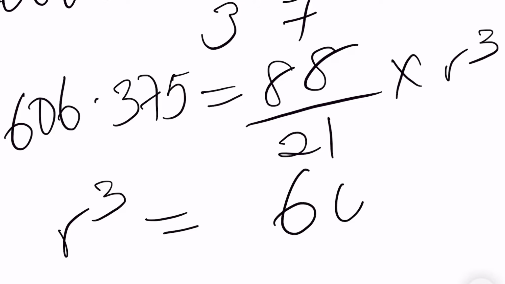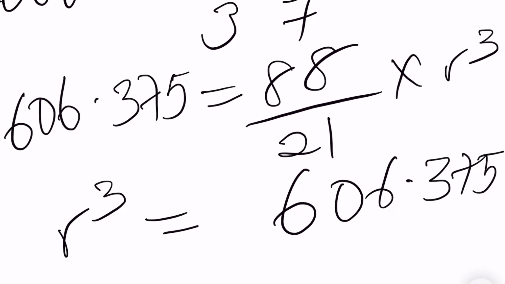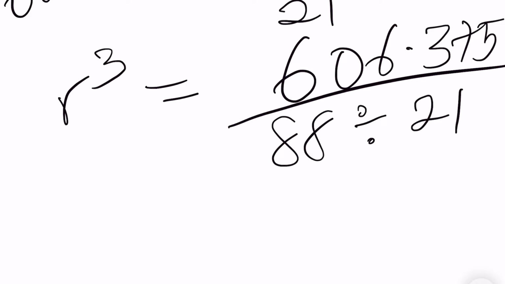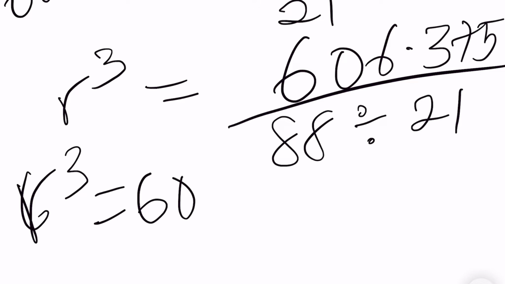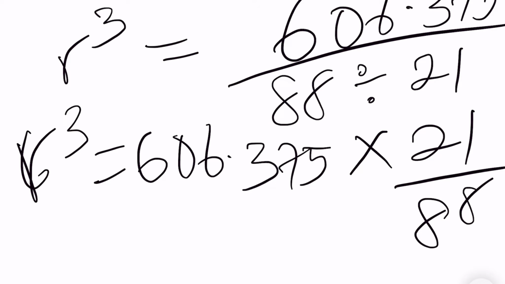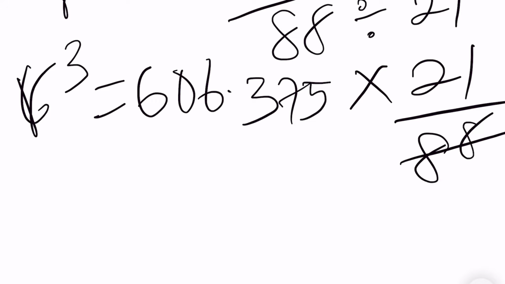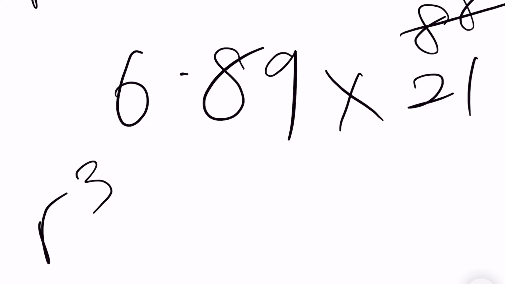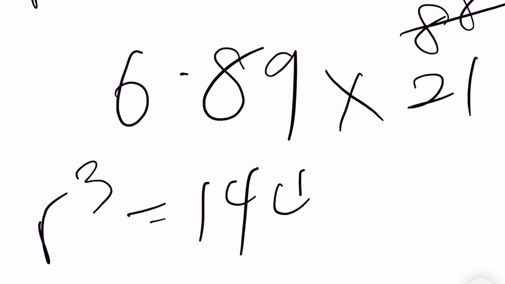to be 606.375 divided by 88 over 21. So r cube equals 606.375 times 21/88. When we cut this, we have 6.89, so times 21, we then have our r cube to be 144.7.